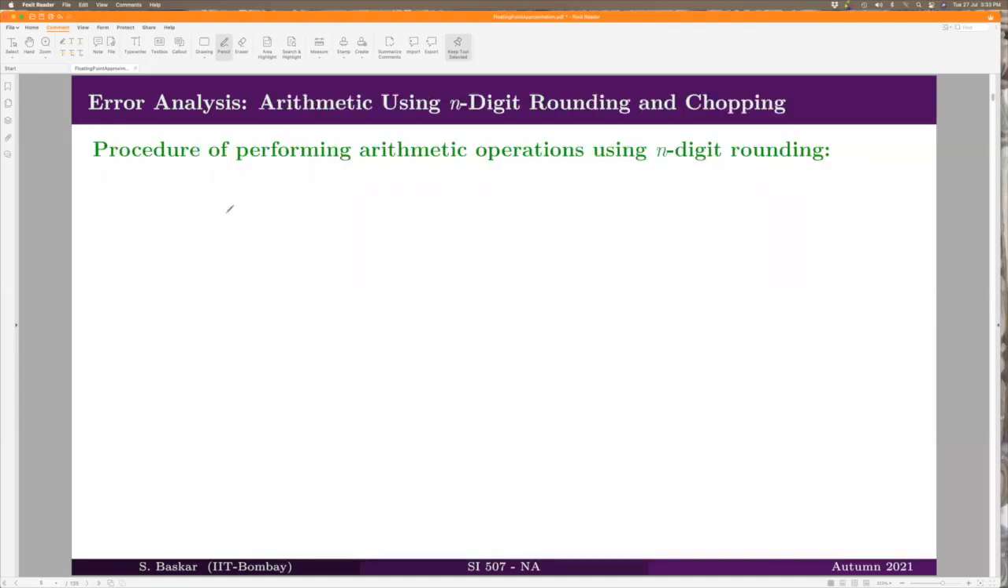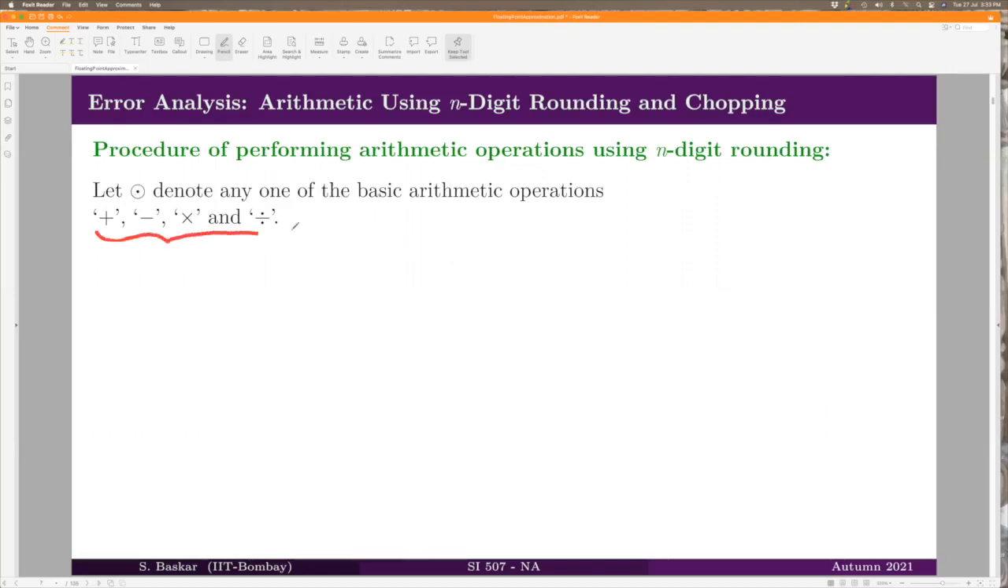Next, let us see how a computer performs an arithmetic operation. This is important to understand in order to get an idea of how the error due to floating point approximation gets into our computation and propagates from one arithmetic operation to the other and gets amplified. Let us denote any one of these four arithmetic operations by the symbol circle dot. Let x and y be two real numbers given to us, and we want to do one or more of these arithmetic operations on a computer.